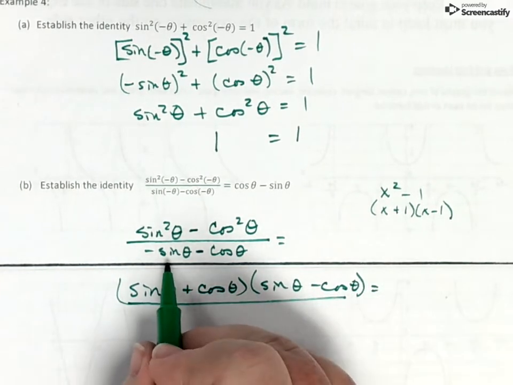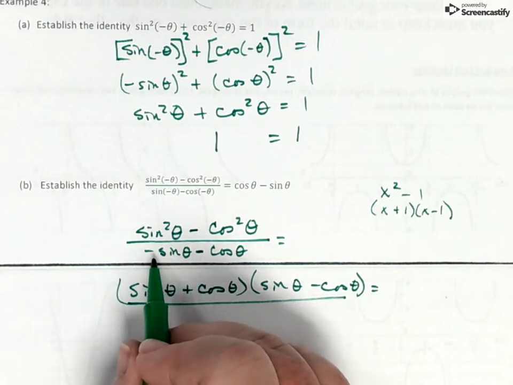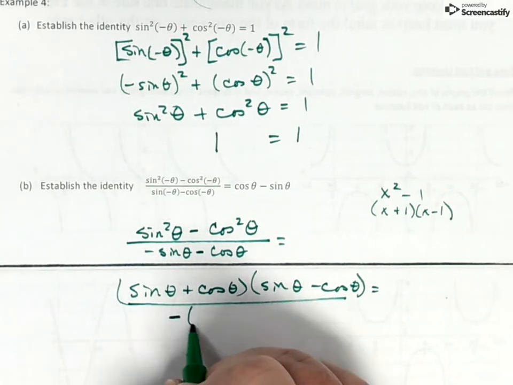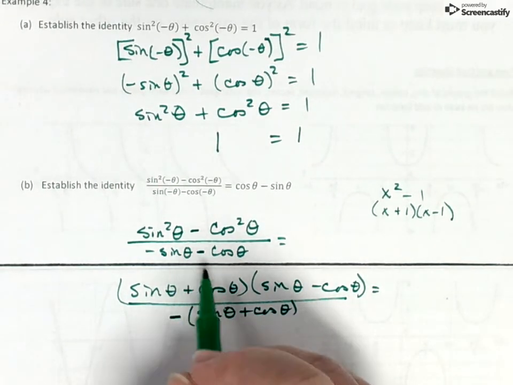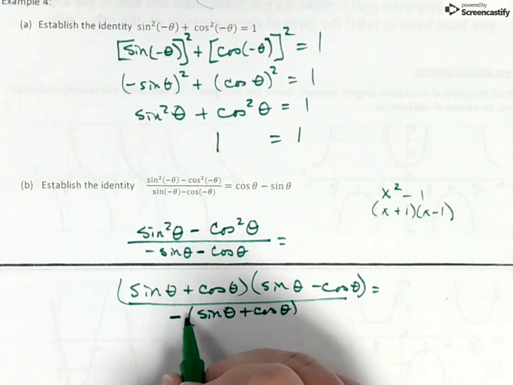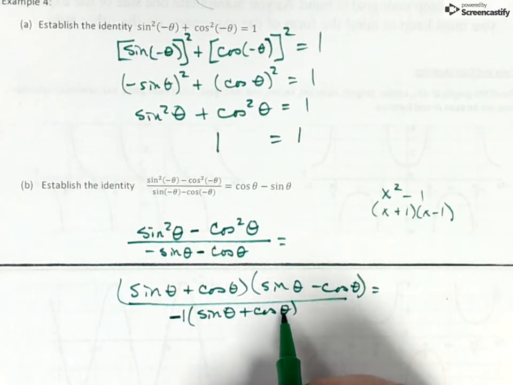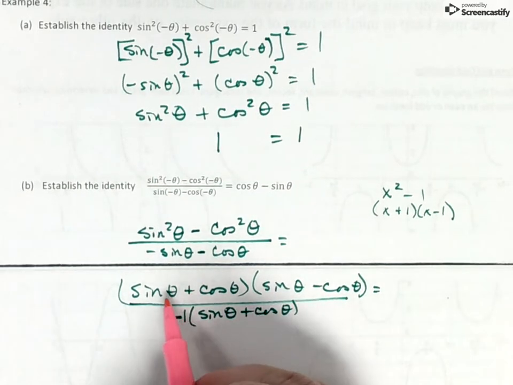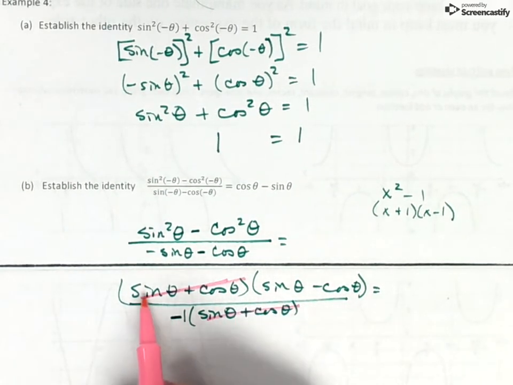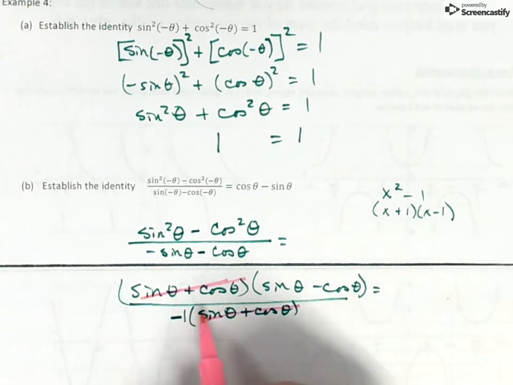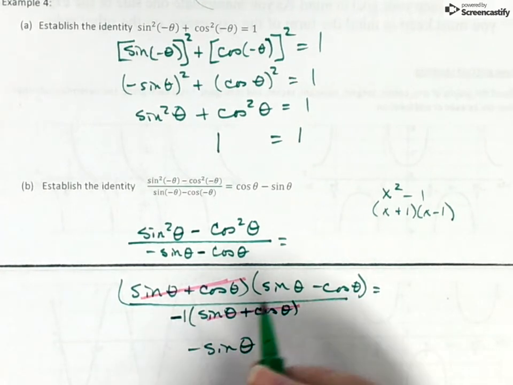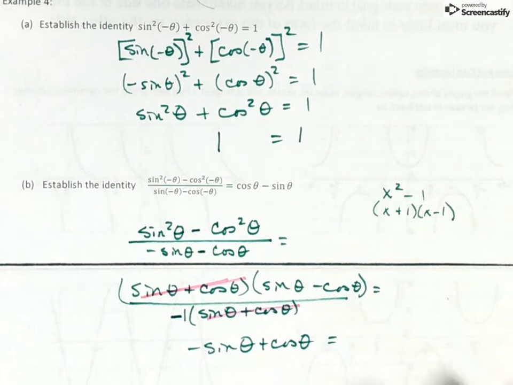All still over. You know, I don't like that negative right there. So I'm going to factor out a negative 1, making it sine of theta plus cosine of theta. I factored out a negative 1 from both terms, and I got negative 1 times sine of theta plus cosine theta. Do you see here that we have two factors that are identical? Sine theta plus cosine theta, sine theta plus cosine theta. And what does that leave me with? Sine of theta divided by negative 1, which is negative sine of theta, negative cosine divided by negative 1, which is positive cosine of theta.